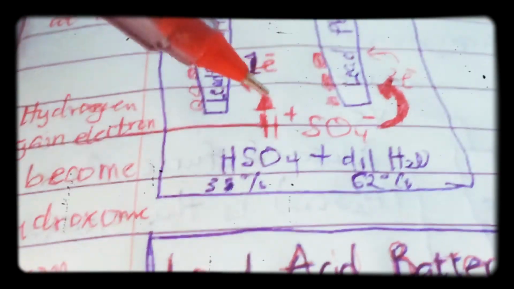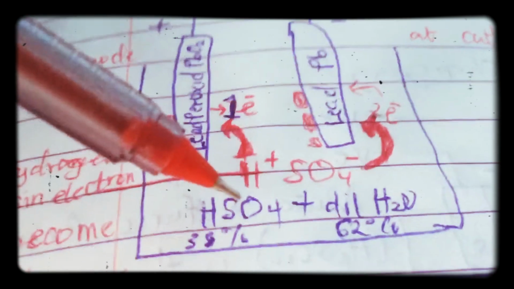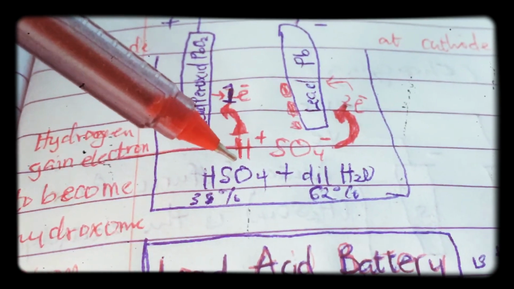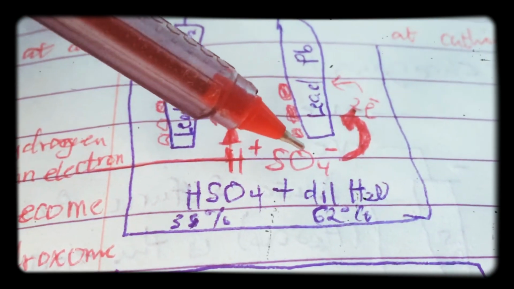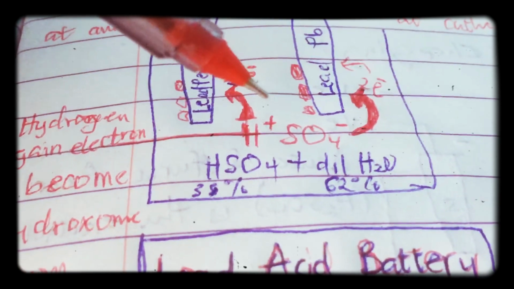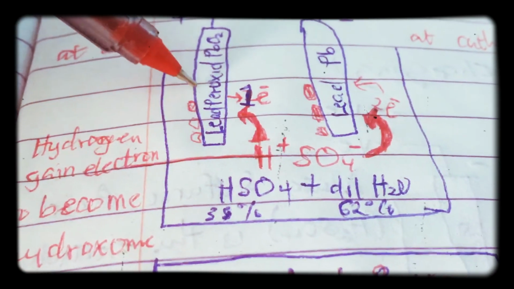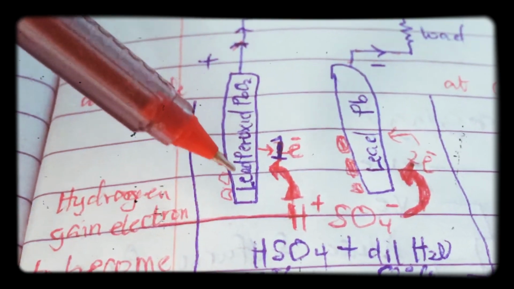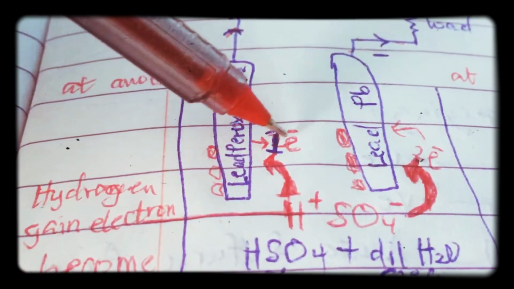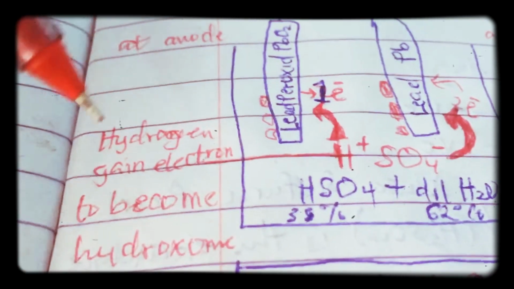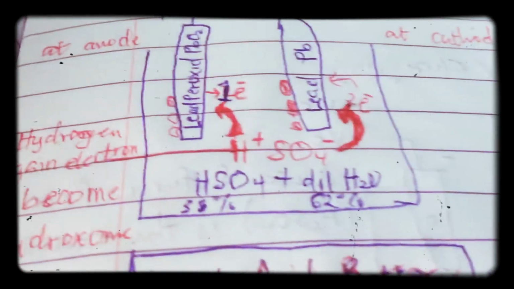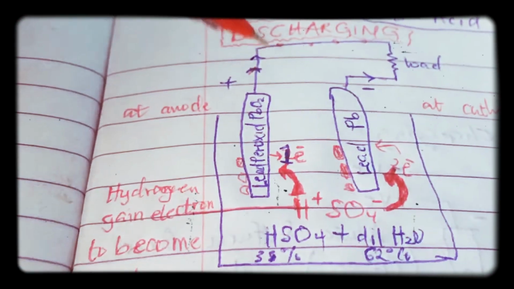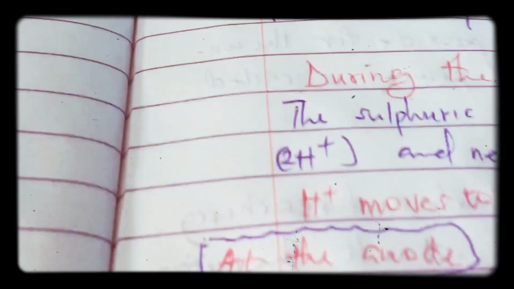So let's look at the reaction. Before that, the sulfuric acid splits into two parts, the hydrogen ions and the sulfate ions. The hydrogen ions move to the anode, which is the lead peroxide, and gain electrons from there to form hydrogen atoms, 2H. This is at the anode. That's the reaction going on. Let's look at the equation.